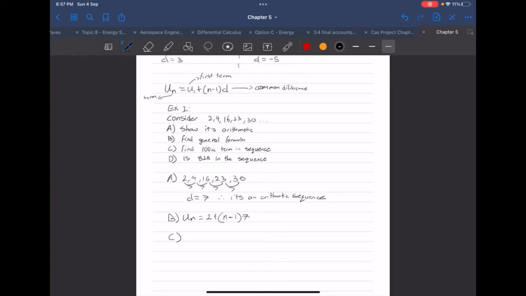For part C, we have to find the 100th term in the sequence. To find that, we do u100 equals 2 plus 100 minus 1 times 7.